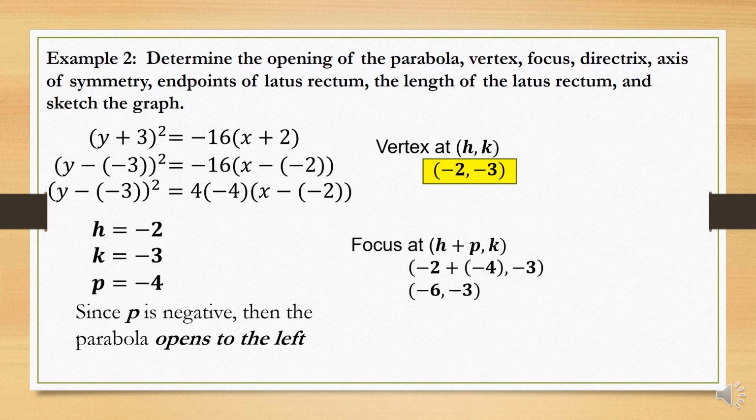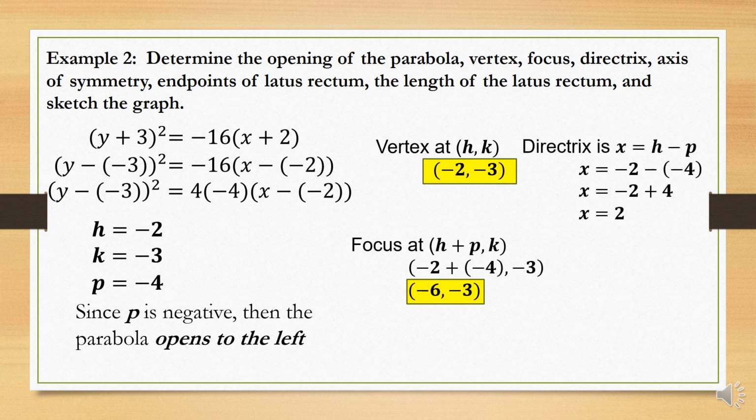How about the focus? The coordinates are -6 and -3 by substituting the values of h, p, and k. Then the directrix is, since x is equal to h minus p, by substituting the values of h and p, we obtained x is equal to +2. And that is the equation of the directrix. While the axis of symmetry, substitute the value of k, then we have y is equal to -3. So this is now the equation of the axis of symmetry.